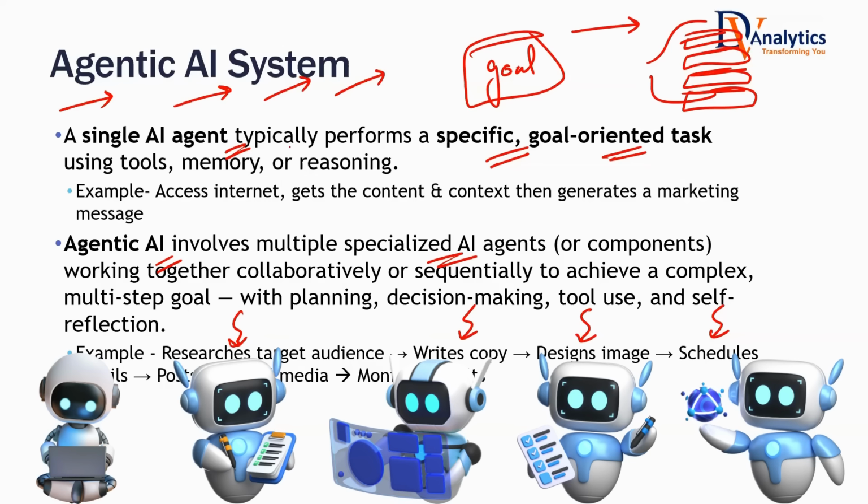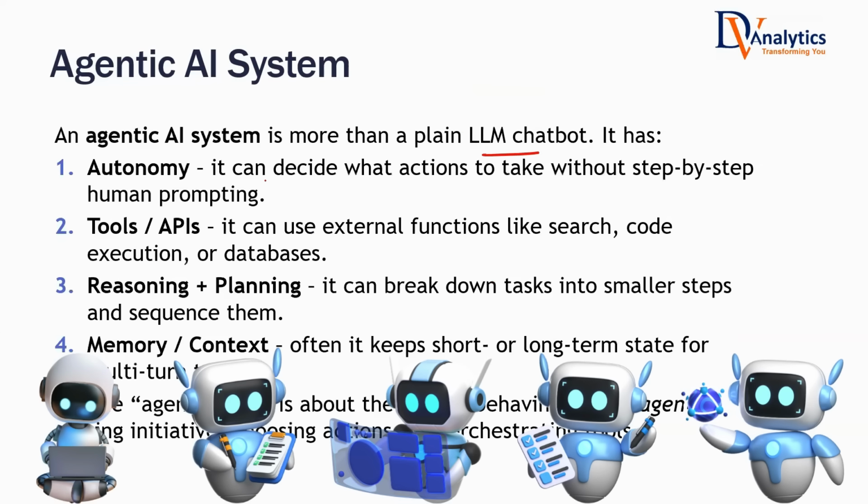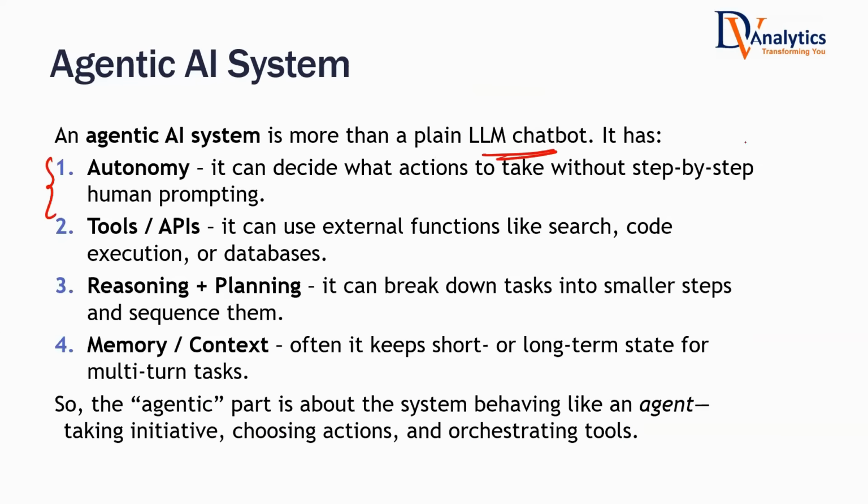So an agentic AI system is more than just a plain LLM chatbot. The most important thing is that it has autonomy. That means it can decide what actions and what steps it has to take, one by one. Obviously, it will use a lot of tools and a lot of APIs. You will get clarity on all these. Right now, I'm just giving you an overview. As and when we go in depth, definitely you will get clarity on how these agentic AI systems work.